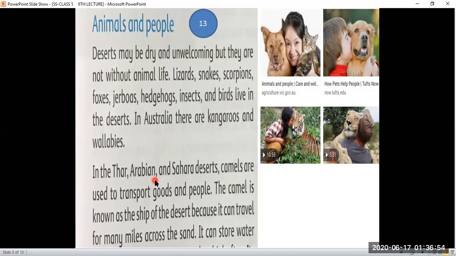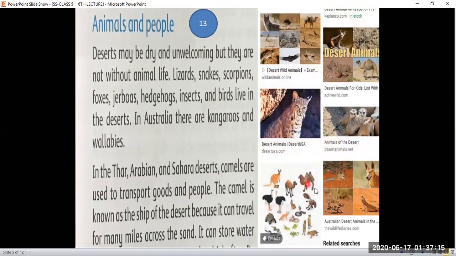In the Thar, Arabian, and Sahara deserts, camels are used to transport goods and people. The camel is known as the ship of the desert because it can travel for many miles across the sand. It can store water. So these are the different animals which live in the desert.